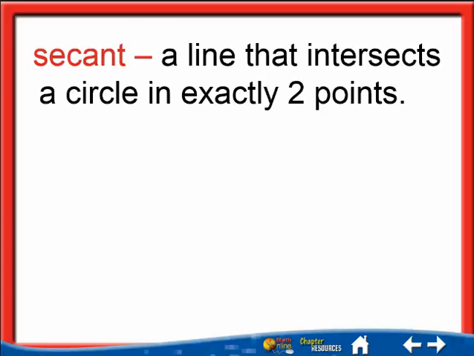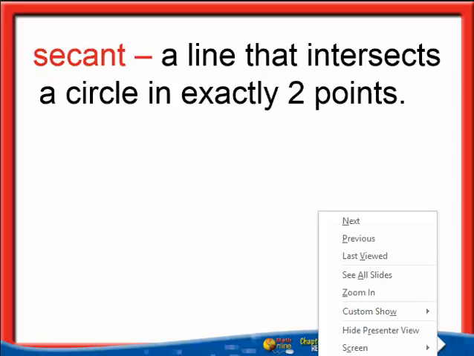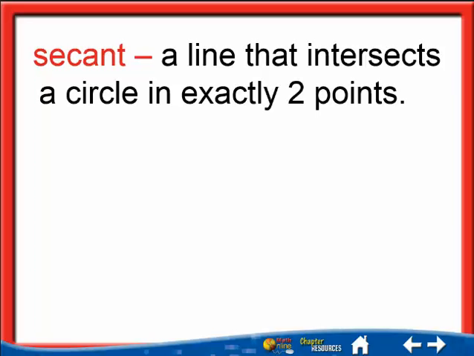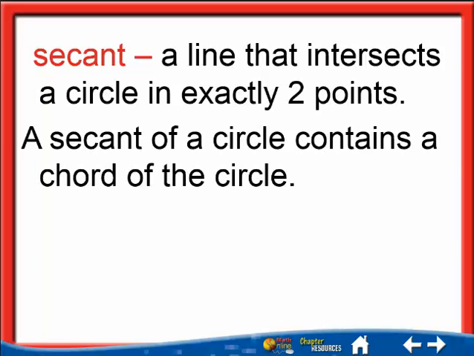A secant is a line that intersects a circle in exactly, remember that word exactly, 2 points. A line, picture it, a line that intersects a circle in exactly 2 points. It's always good to try to draw these things out so you can see what they look like. A secant of a circle contains a chord. Remember, a chord goes through the circle and it has both endpoints on the circle.